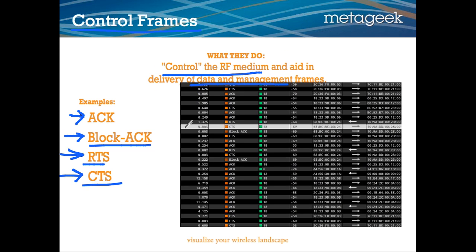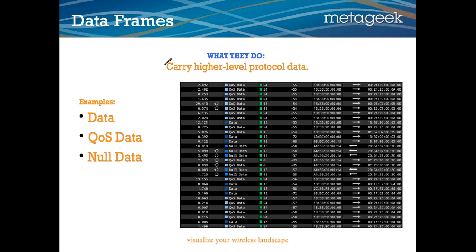Finally, are our data frames. This is the whole reason why we have a wireless network at all. What do these do? They carry higher level protocol data. They make sure that our higher level data from the upper layers of the OSI model get delivered. Examples of these are data frames, quality of service data frames, and then finally null data frames, which are kind of funny because they're not actually a data frame at all. We use these for things like power save polls and things like that.